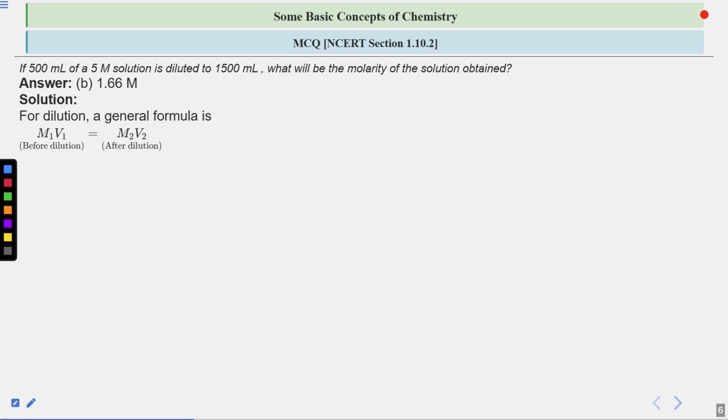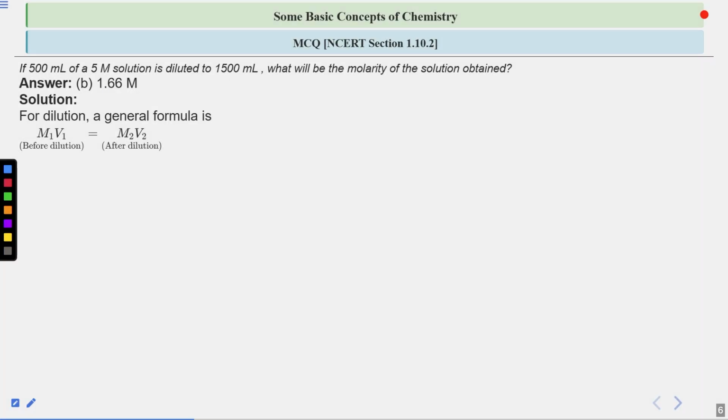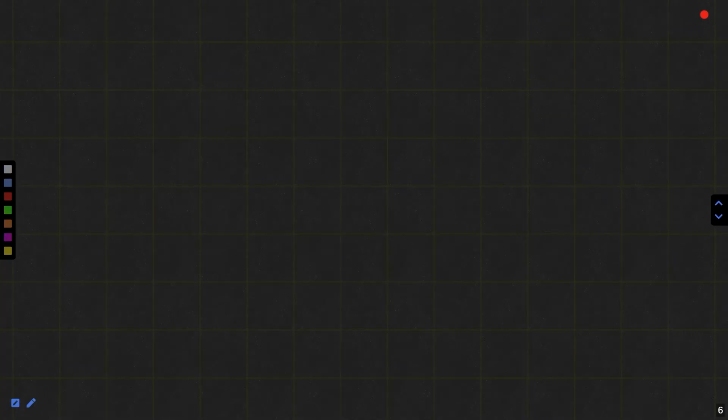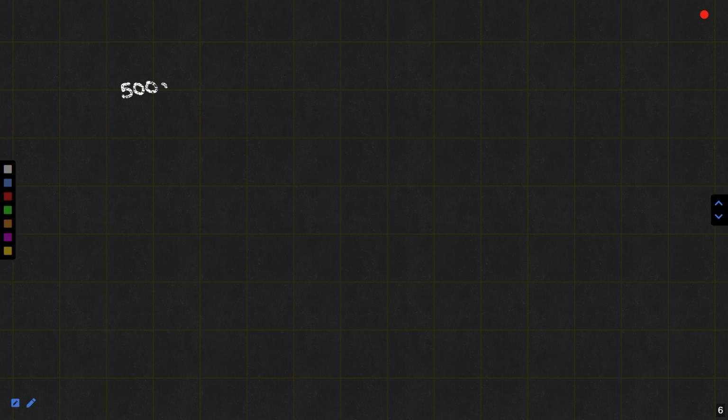Yes, Naman. So are you asking how do we obtain this formula? Do you need the process of obtaining this formula? Okay, let's see how we can do this. So just take the case of dilution. Suppose the question is asked that initially we have 500 ml of 5 molar solution. So we have 500 ml and its molarity is 5 molar.